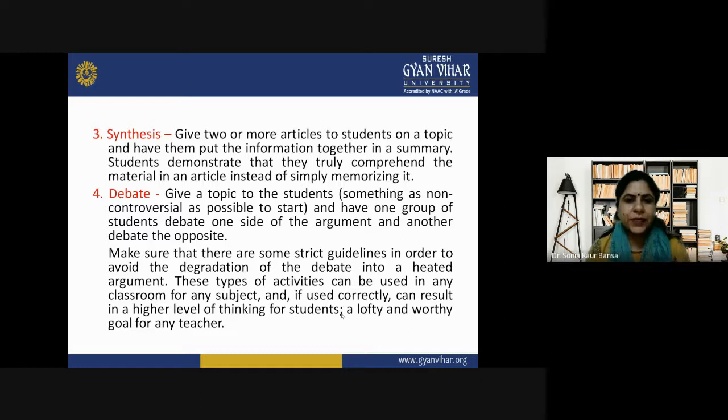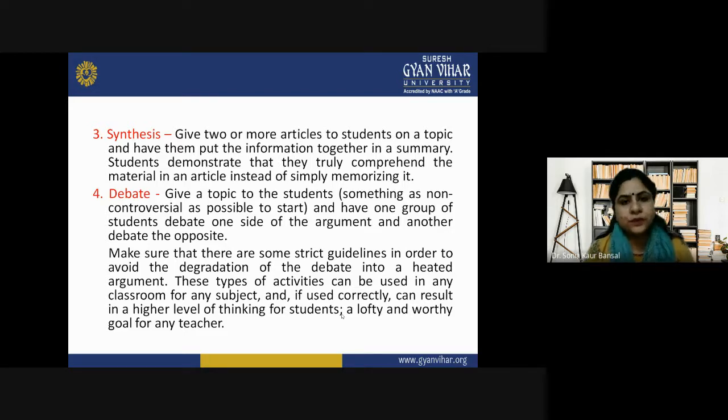You can give two or more articles on a particular topic, and then ask them to put the information together in a summary form. Students demonstrate that they truly comprehend the material in an article instead of simply memorizing it. So this is the way they will be critically thinking on those two topics which you have given, and they will be synthesizing the idea, what they truly have understood about that. Okay, so this is another idea which can enable your students to enhance their critical thinking.